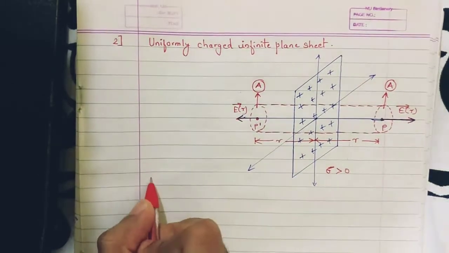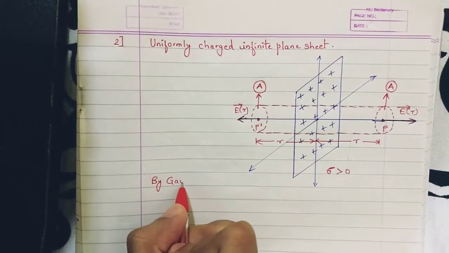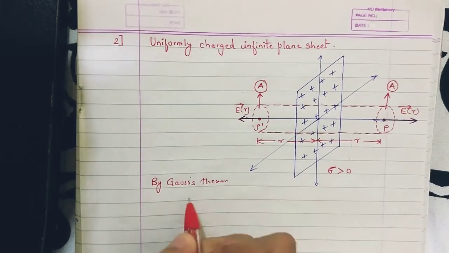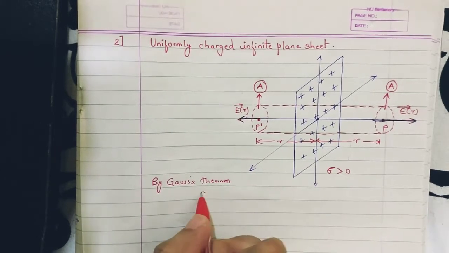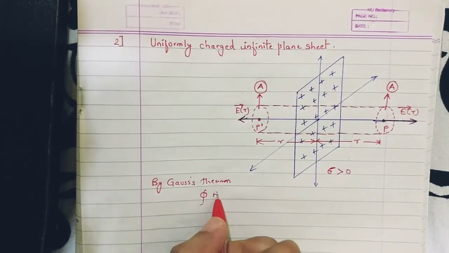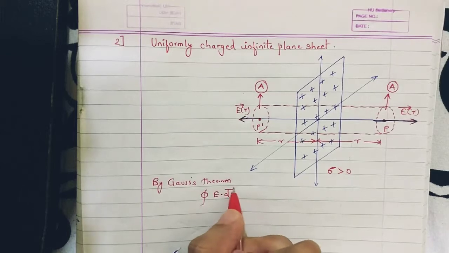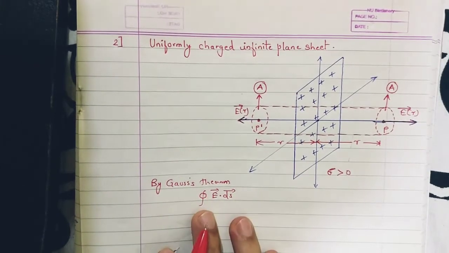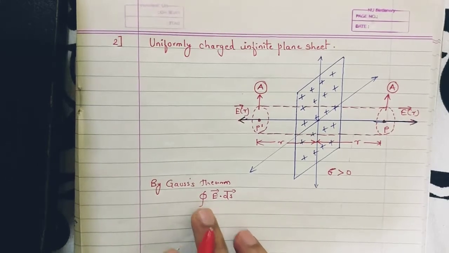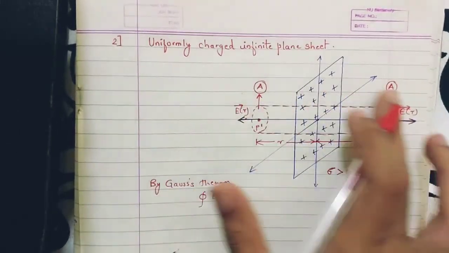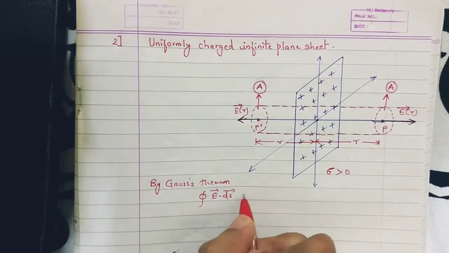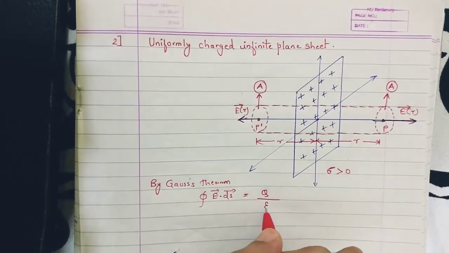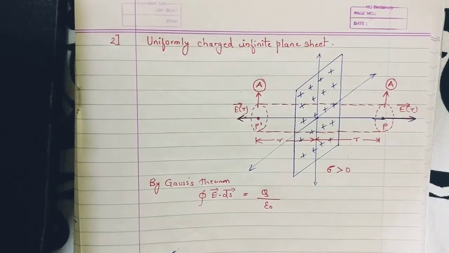By Gauss's law or Gauss's theorem, we know that the total electric flux, the closed integral of E dot delta S, which means the total flux coming from the Gaussian surface, is equal to the total charge enclosed in this Gaussian surface divided by epsilon naught. So this is the statement we know.